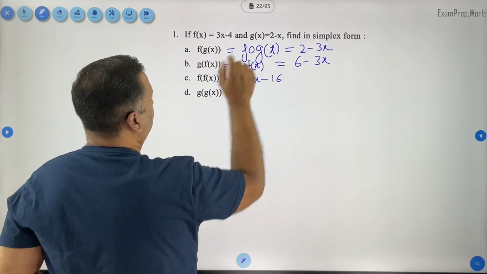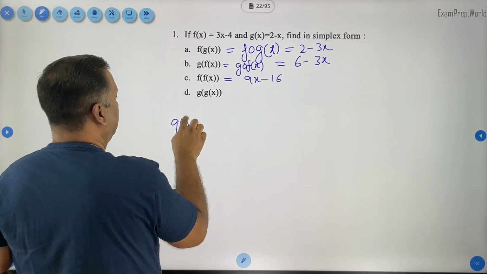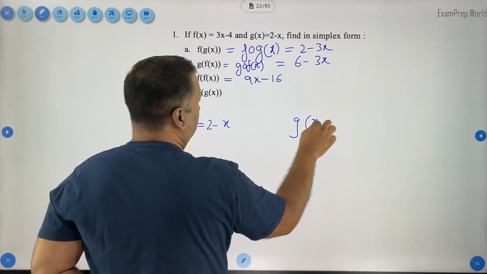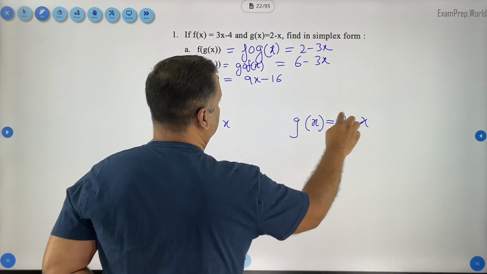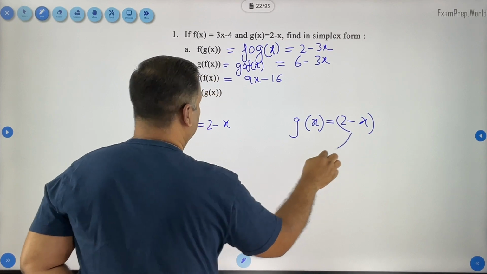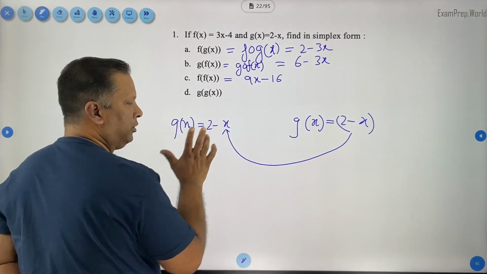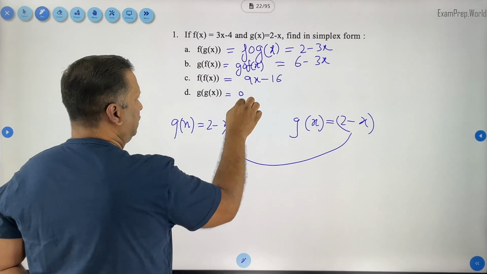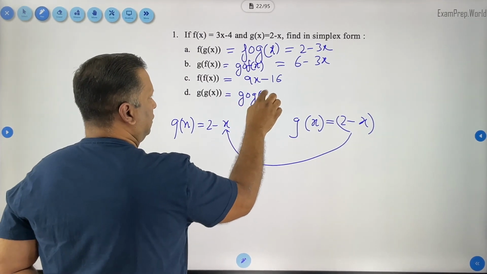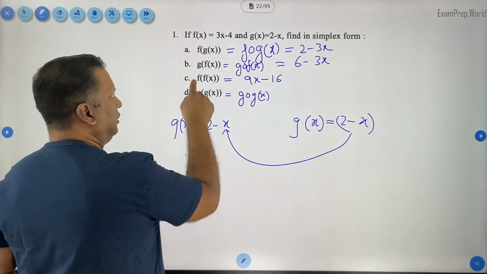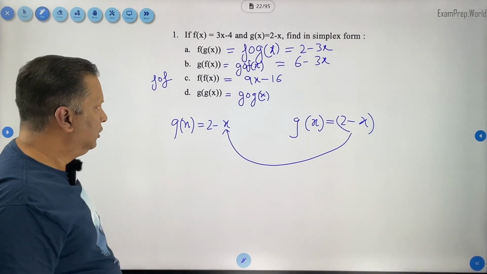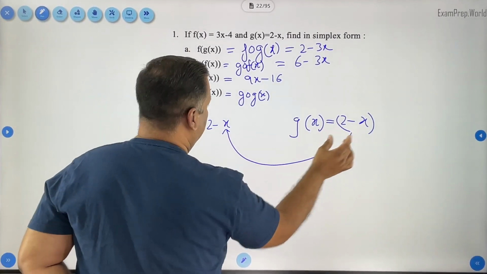g of x is 2 minus x. I write it once more. g of x is 2 minus x. This whole 2 minus x we will bring and input here. So we will get g of g of x. It is also written as g o g x. Similarly, this was f o f. So this is g of g. Input this 2 minus x here.